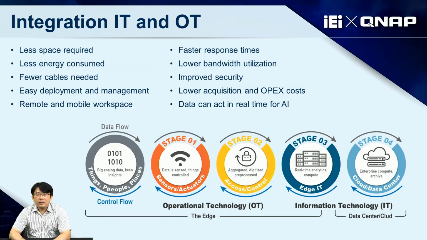In the integration of IT and OT, we can get the following benefits: reduced space use, reduced energy consumed, less cable and management, remote operation of various devices, quick response time, reduced bandwidth consumed, security deployment, reduced operation expense, and data that can be directly used for AI and for equipment maintenance, forecasting, and machine operation.